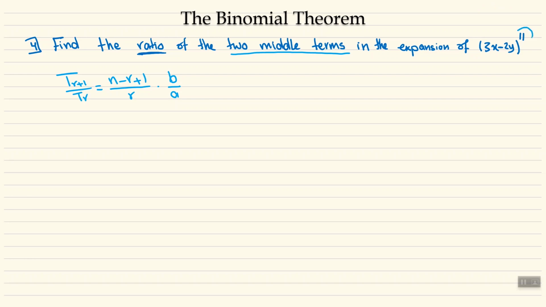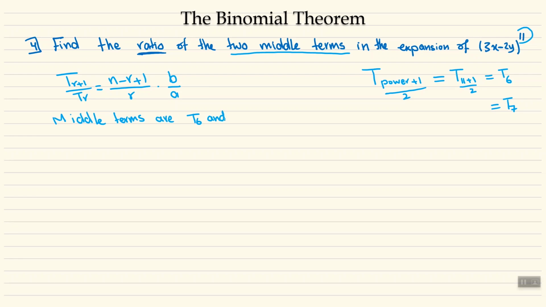And to do this, we have to look at the power. The power is odd. So if the power is odd, the first one is going to be the power plus 1 first to make it even, and then we divide by 2. This is how we find the first one of the middle terms. So it's going to be T of 11 plus 1 over 2. 11 plus 1 is 12, so it's going to be 12 over 2, which is T6. So the first term is T6, and the second term is going to be the next one, which is T7. So they want the ratio of T6 and T7. So here we can write this. The middle terms are T6 and T7. Good.